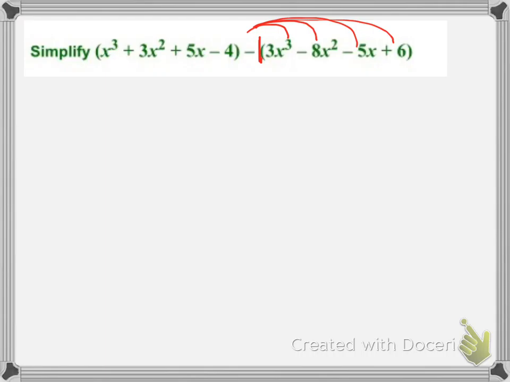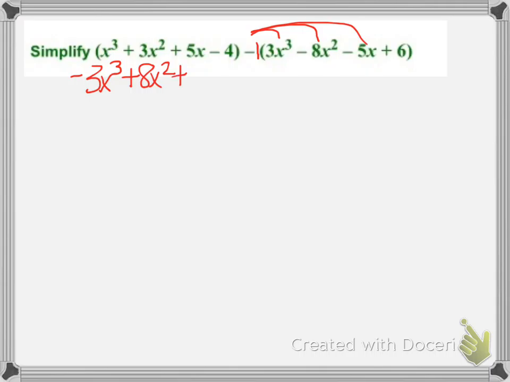I'm going to line it up vertically, okay? So I'm going to take my negative 1 times my 3x to the third. So when I do that, I get negative 3x to the third. And then I'm going to multiply my negative 1 times my negative 8x squared, so that's a positive 8x squared. Negative times negative is a positive. And then negative 1 times negative 5x is positive 5x. And then negative 1 times positive 6 is negative 6.